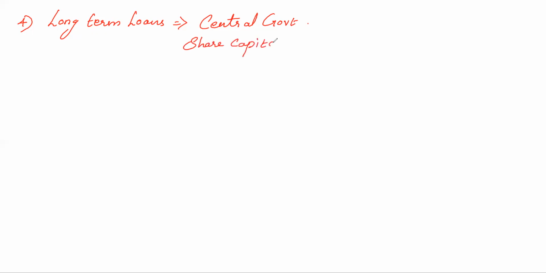The fourth one: NABARD gives long-term loans to any institution approved by the central government, or contributes to the share capital or invests in securities of any institution concerned with agriculture and rural development.